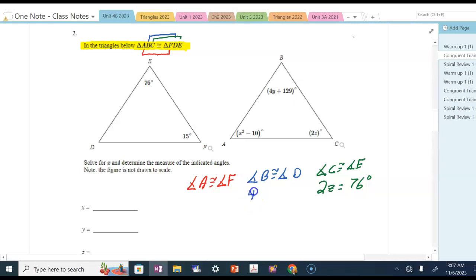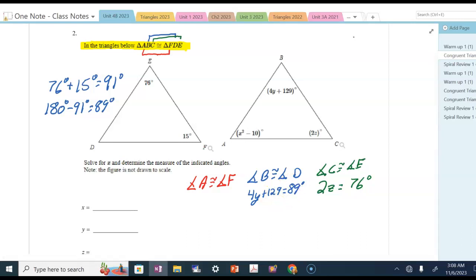Angle B, which is 4y plus 129, is D, and I'm missing D, so I'm going to have to do 76 plus 15, because the angles in a triangle add up to 180, and I get 91. And then 180 minus 91, and again, I'm using my calculator. I get 89 degrees. So 4y plus 129 is 89. And then for F, we have x squared minus 10 is equal to 15 degrees.